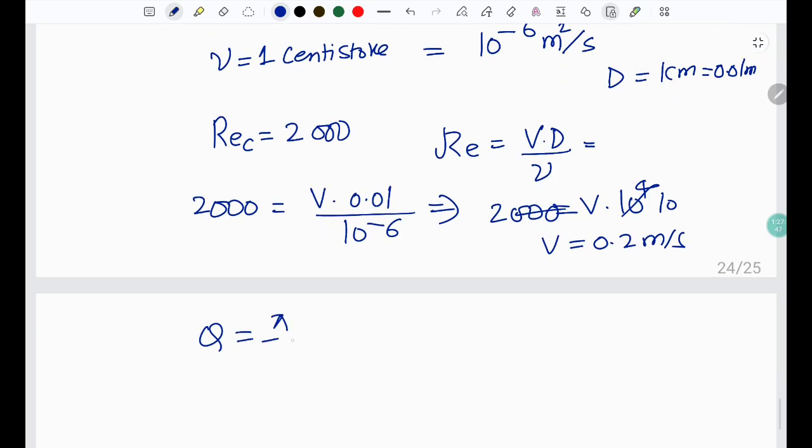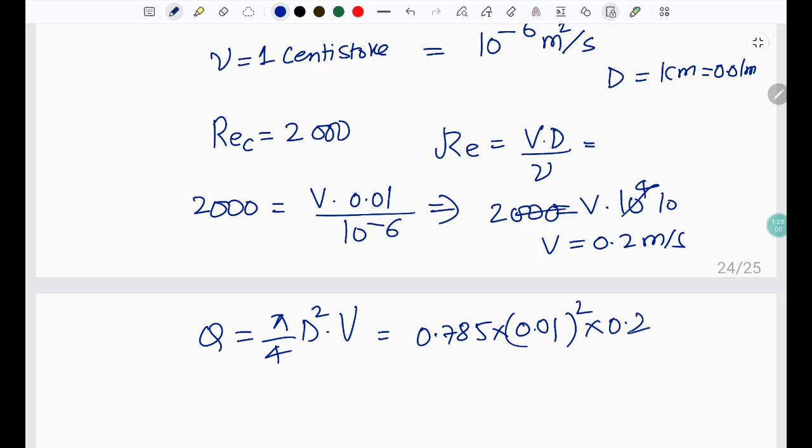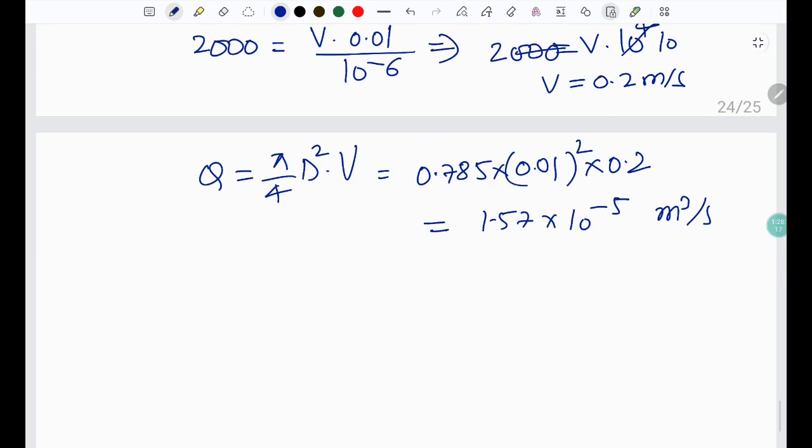Discharge is given by pi by 4 d square, it is a circular pipe, times velocity, so that will be 0.785 times 0.01 whole square times 0.2. Let's solve it on calculator for now. 0.01 square times 0.2, we get 1.57 times 10 to the power minus 5 meter cube per second.